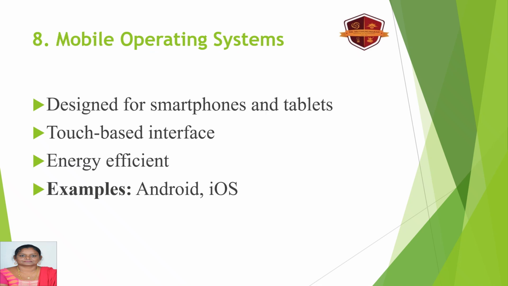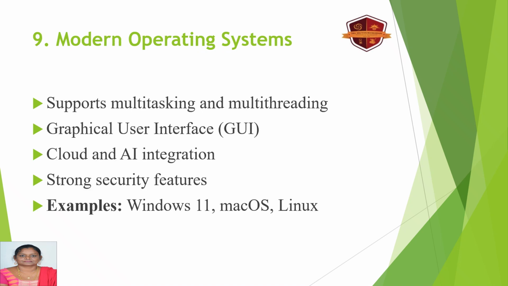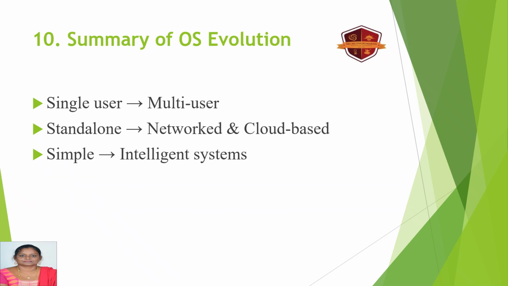And the mobile operating system was designed for smartphones and tablets. Mobile operating systems use a touch-based interface, which is more efficient. Examples of mobile operating systems are Android and iOS. And the modern computer system supports multitasking and multi-threading. Also, with a graphical user interface, it gives strong security features. For example, Windows 11, macOS and Linux.